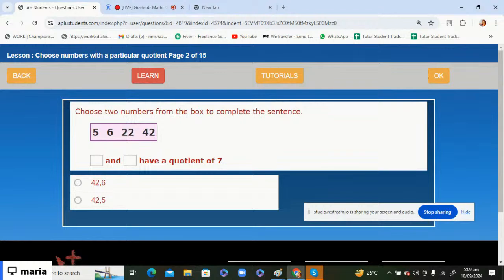Choose two numbers from the box to complete the sentence. 5, 6, 22 and 42. Which two numbers have a quotient of 7? Check it out everyone and then tell me please. Solve this question, you all. You have 1 minute to do it.